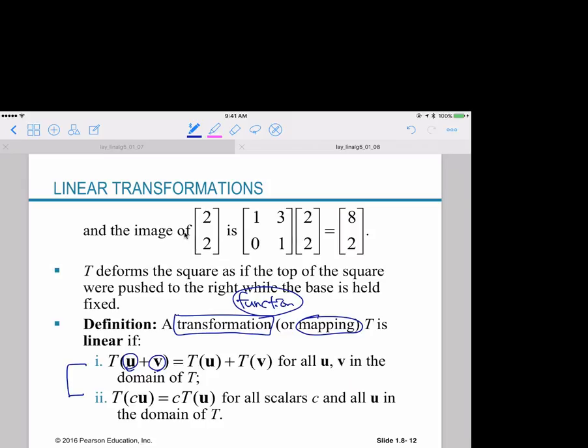We are given two input vectors, u and v. We consider the function output of u and the function output of v, and then their summation. That is the same as first adding the two input vectors, and then giving the sum to the function to obtain the output.